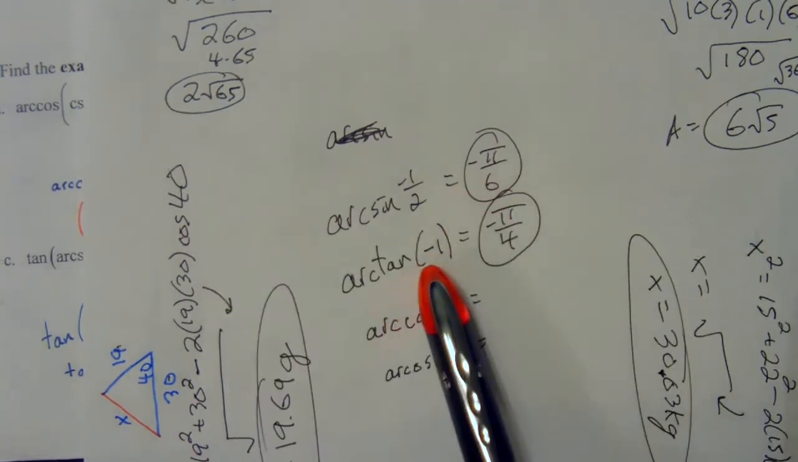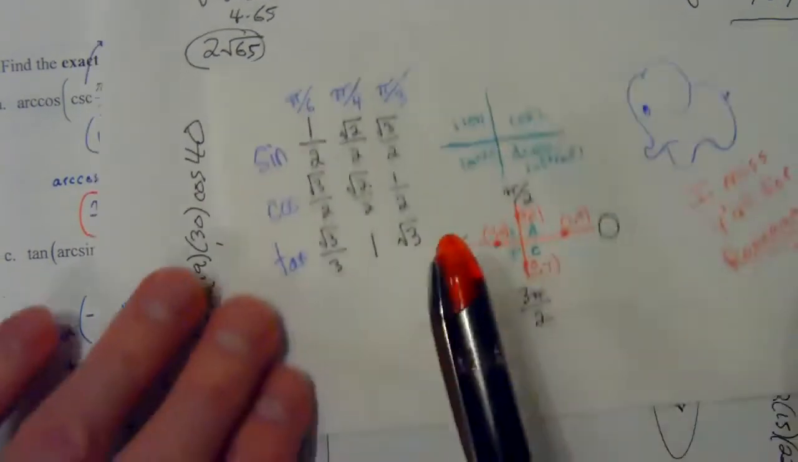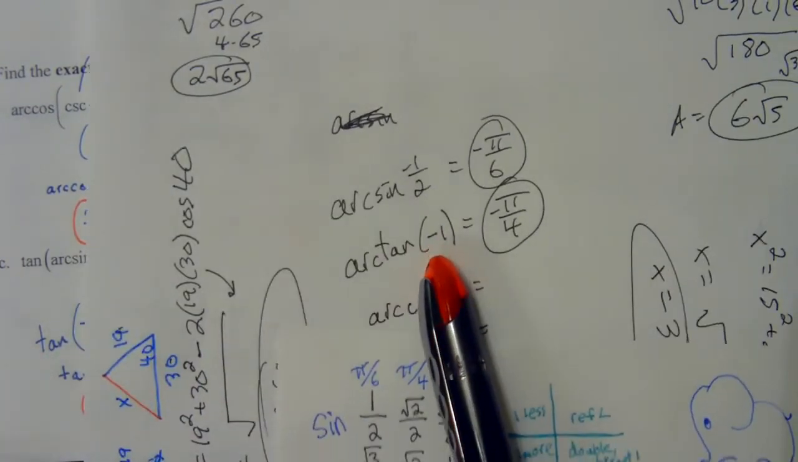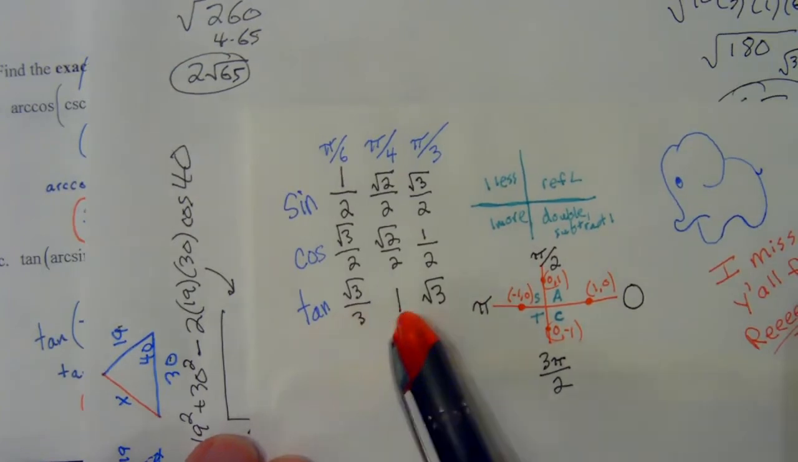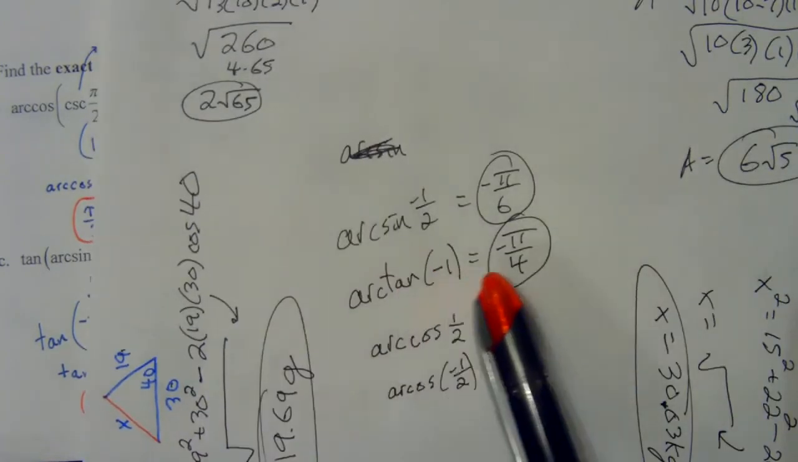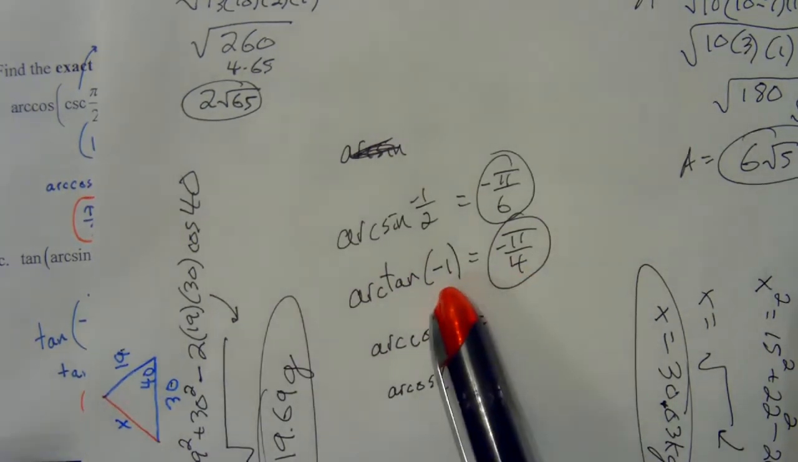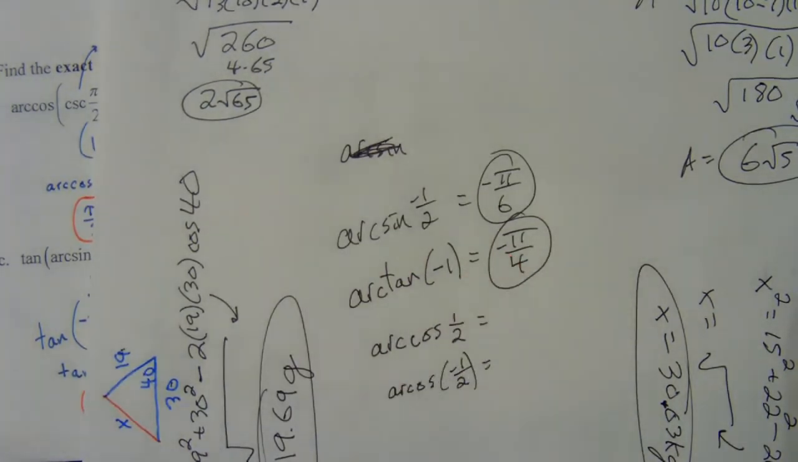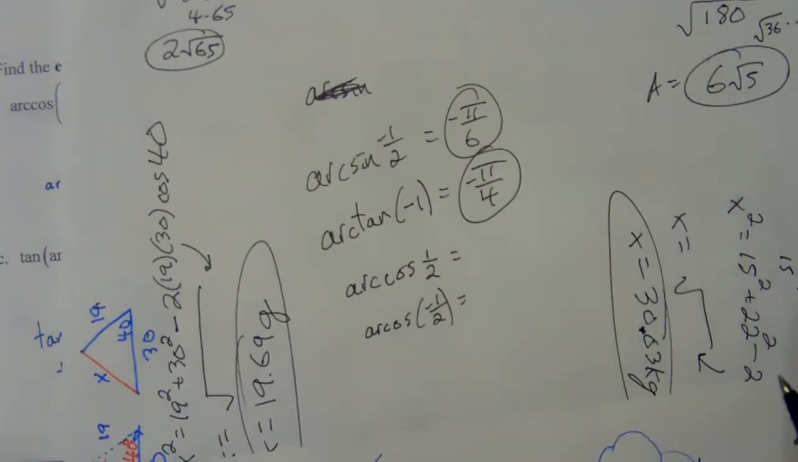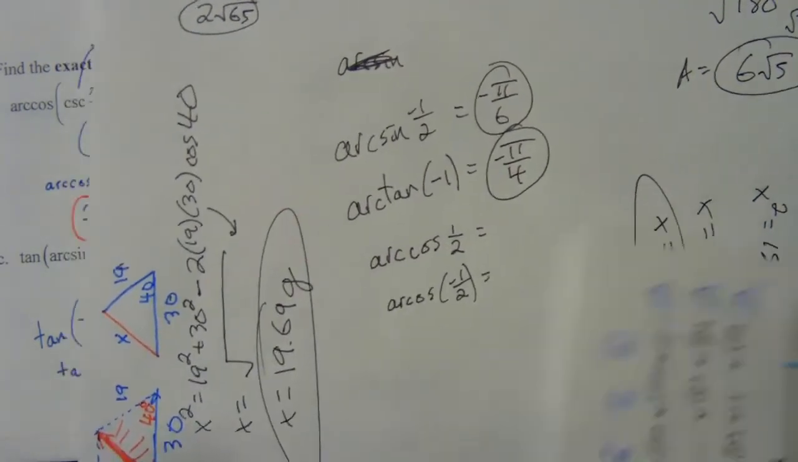When I give you arctangent of a negative 1, that's the angle whose tangent is equal to negative 1. Now just pretend it's positive for a second to get the reference angle. The angle whose tangent is equal to 1 is pi over 4. And so if that's a positive 1, I use the positive pi over 4. But since it's a negative 1, I just stick a negative in front of it and get negative pi over 4 right there.